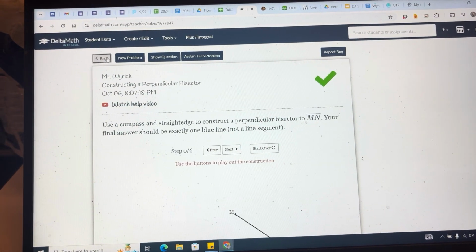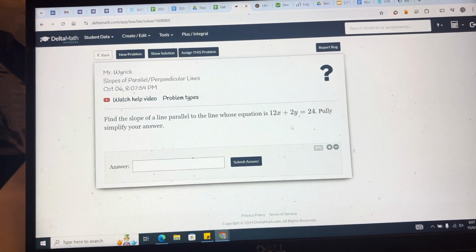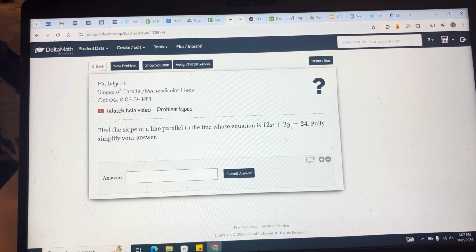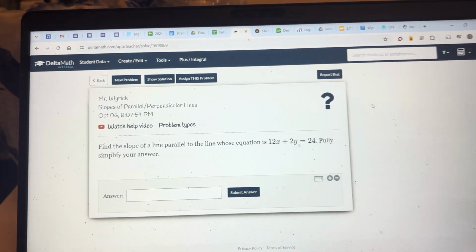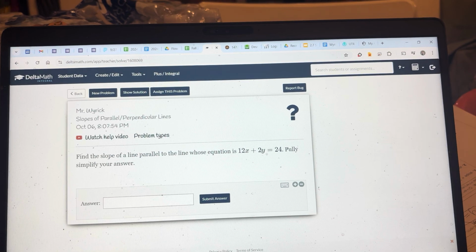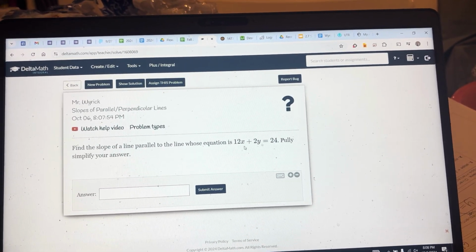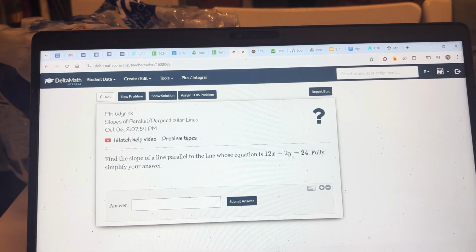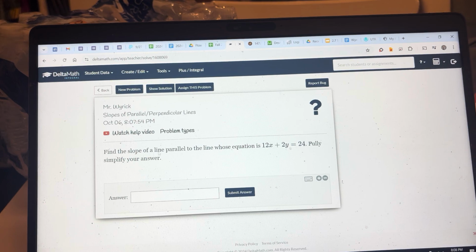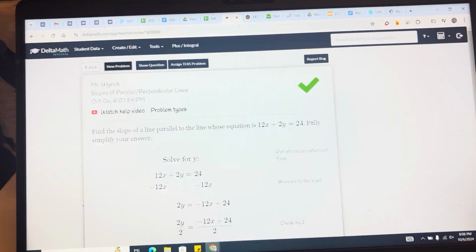I have it. Then on the slopes of parallel and perpendicular lines, I need to solve this for y, but I don't need to pay attention to the other stuff that's on there. I just need to look at what's going to happen when y is equal. I would subtract 12x, that's a negative 12. Then I would divide by 2, that's a negative 6. So this is going to have a slope of negative 6. It wants parallel, so the answer is negative 6.